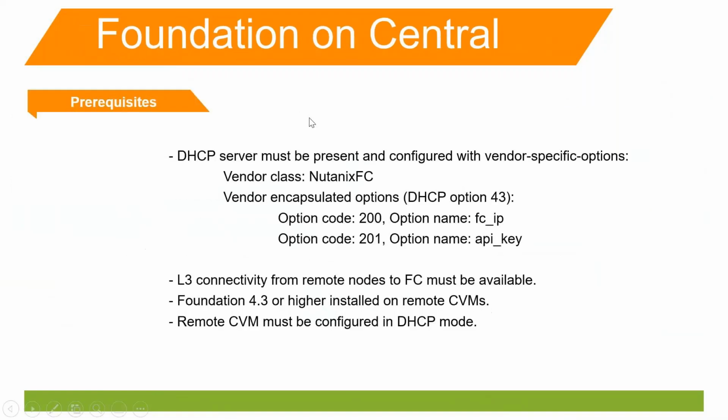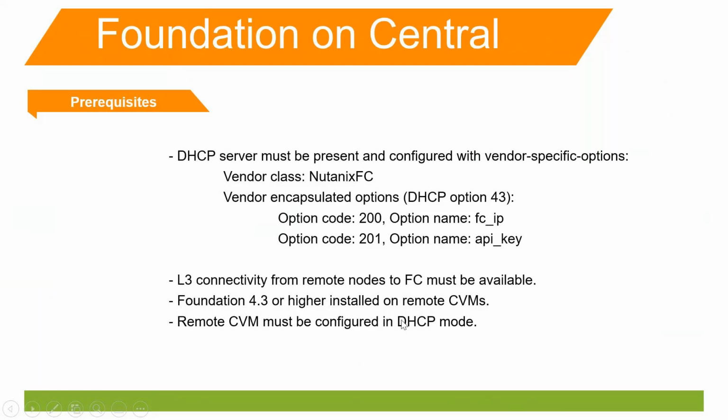On the requirement side, a DHCP server must be present and configured with vendor specific options. Vendor class and enhanced rated options need to be configured in the DHCP server. L3 connectivity from remote nodes to Foundation Central must be available. So if your Foundation Central is running in the US, then L3 connectivity to your Chennai office needs to be in place. Foundation 4.3 or higher must be installed on remote CVMs, and the remote CVM must be configured in DHCP mode.